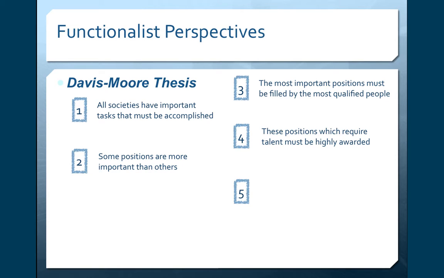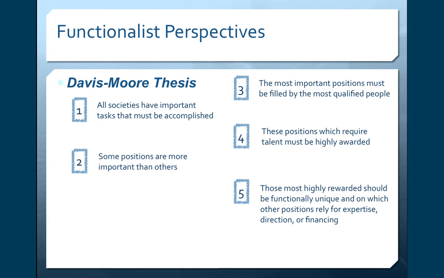You look at some of these CEOs, they're making millions and millions of dollars. Well, they have a great deal of responsibility. Now, whether it's worth that or not is another thing, but you can't attract them without that kind of money, apparently. And then fifth, that the most highly rewarded should be functionally unique and the ones on which other positions rely for expertise, direction, and financing. So essentially saying that those who have those higher reward positions have with it expertise, the delegative responsibility, and the access to financing to make this structure in society function effectively and efficiently.